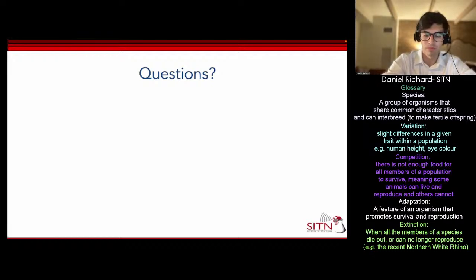I guess, so did the trilobites go extinct because they couldn't live in the ocean anymore? Or is it the hypothesis that all their food died off as well? Because we kind of talked about evolution as food-based. Yeah, so in that particular case, it was likely a mix of those two.